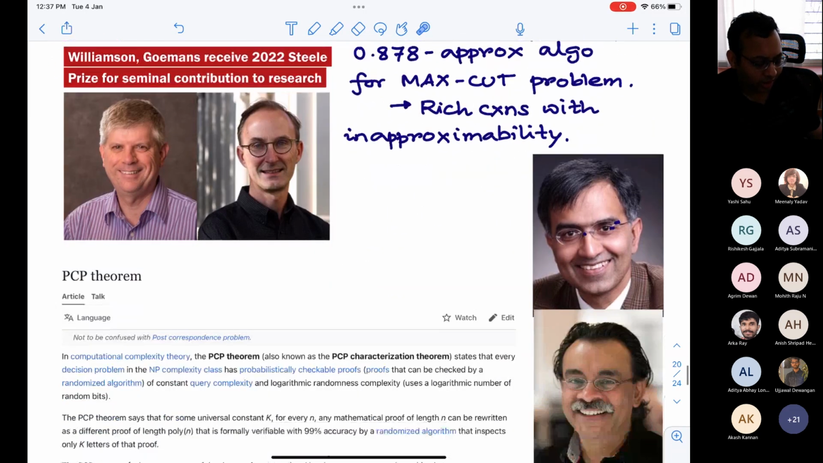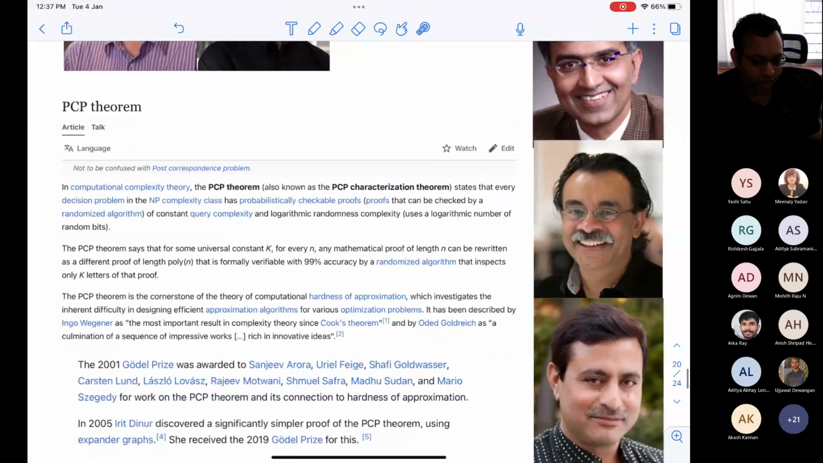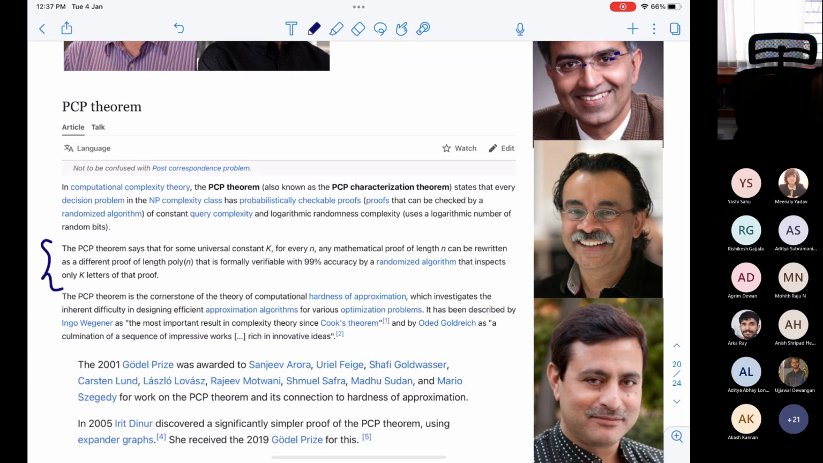Then this other area got started in approximability called the PCP theorem. It's one of the most counterintuitive theorems that you will come across. So just read this part. What is the statement of the PCP theorem?